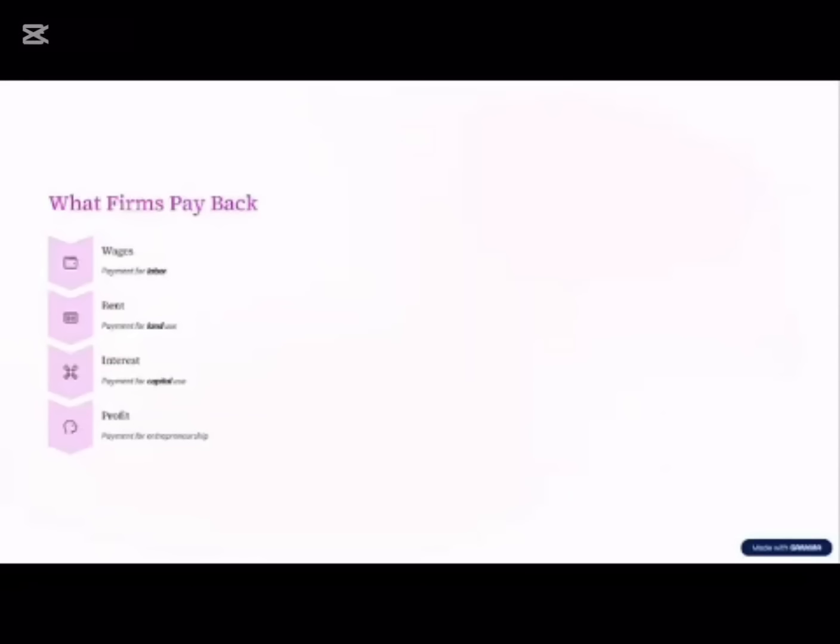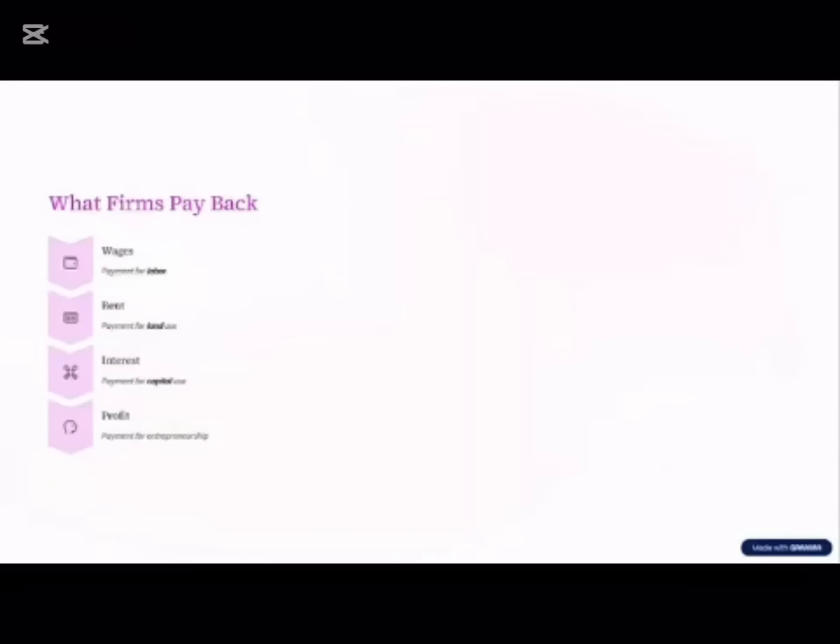Flow number 1, the factor market. Households supply factors of production to firms. For example, when you go to work, you are providing labor. If you own land and rent it out, you are providing land. If you invest money into a business, that's capital. And if you start a business yourself, that's entrepreneurship. In return, firms pay incomes. You earn wages for labor, rent for land, interest for capital, and profit for entrepreneurship.